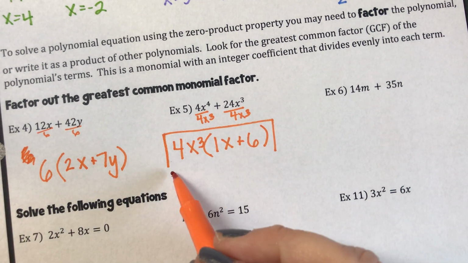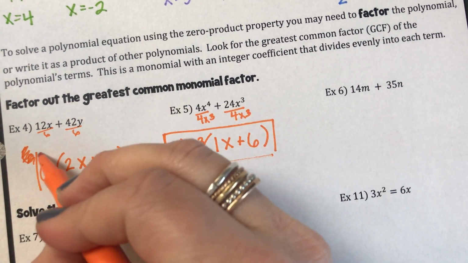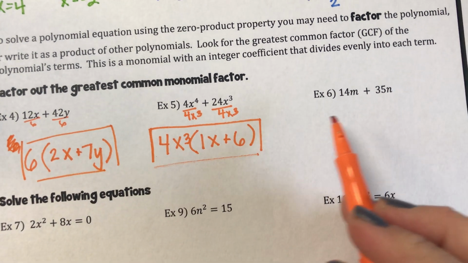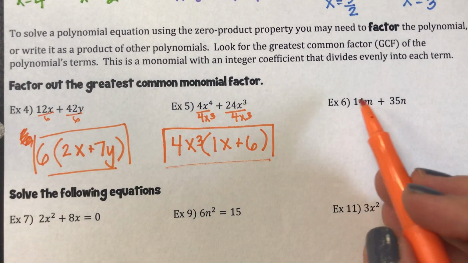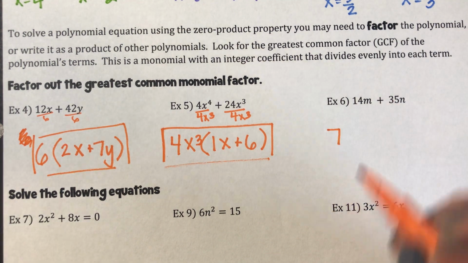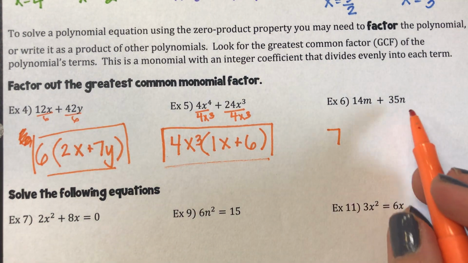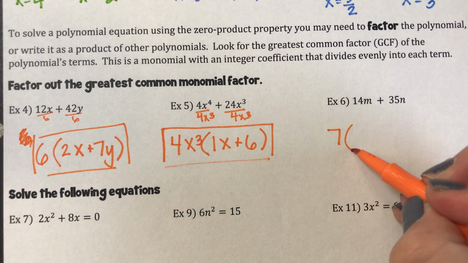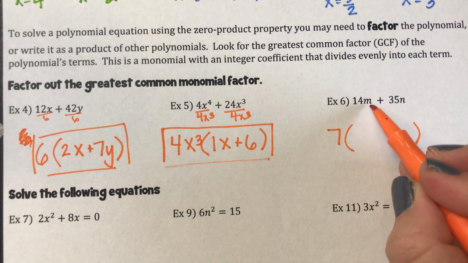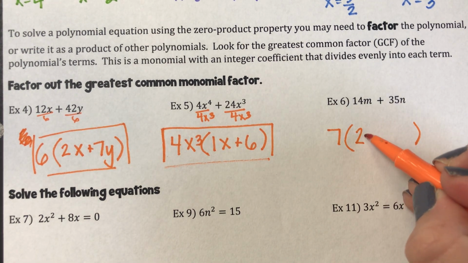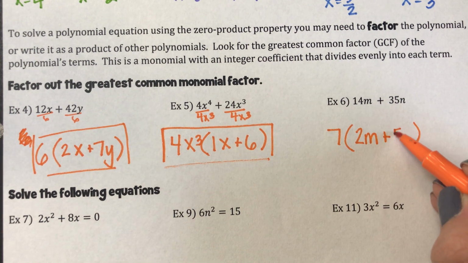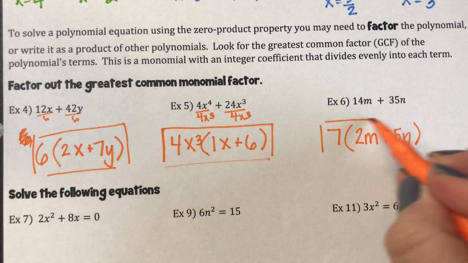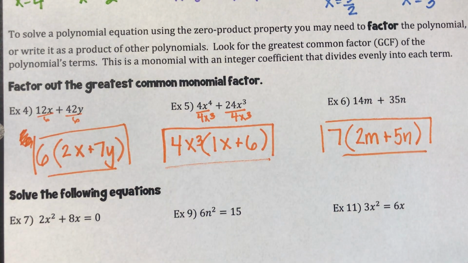Okay, so there we go. So now let's look at this last example. What are 14m and 35n both divisible by? Well, 14 and 35 are both divisible by 7. Do m and n have any common factors? No. So 14m divided by 7 is 2m. 35n divided by 7 is 5n. And that would be our answer.